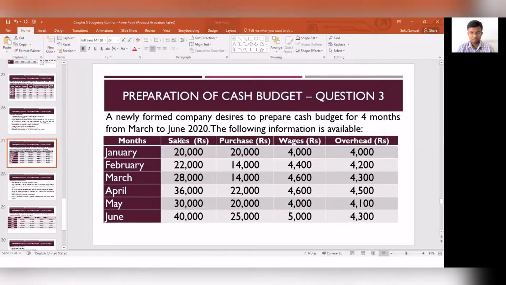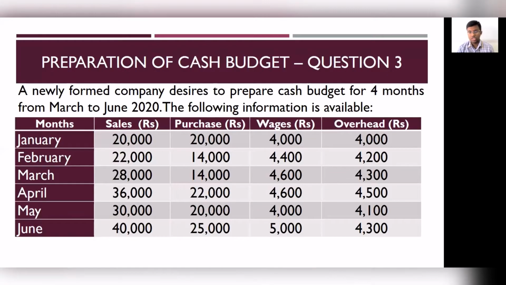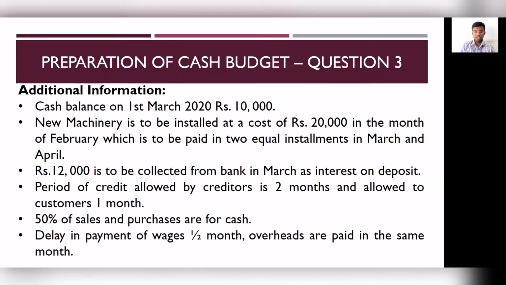The following information is available, and they have given us some details. The details which have been given to us cover sales, purchase, wages, and overhead. Now, in this, we know that sales is a receipt, and purchase, wages, and overhead, these three items will make up your payments. Then let's look at the additional information that is given to us.